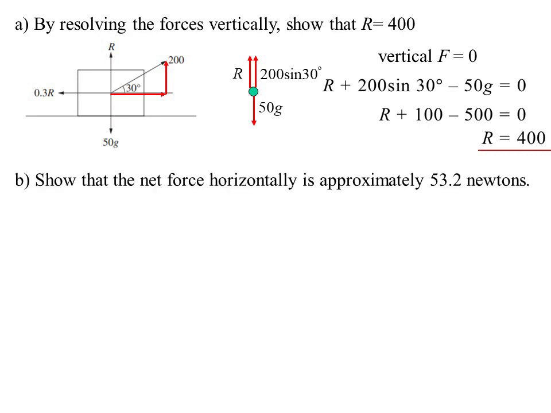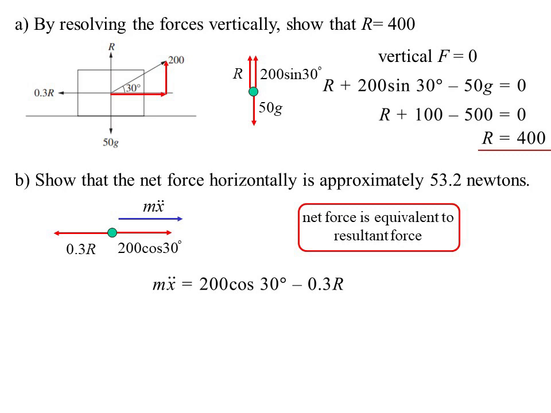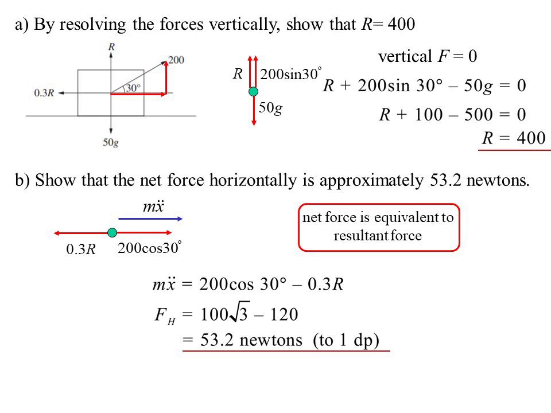Now they want us to look at the horizontal forces and show that horizontally it's basically 53.2 newtons. Now we shall draw the horizontal forces. So the resultant force, by the way, I've put it in blue, a different colour. You don't actually draw the resultant force on your force diagram. It's not a force. It's the result of all the other forces. 200 cos 30 going to the right, 0.3 R going to the left. So the resultant force is 200 cos 30 minus 0.3 R. They've used the term net force. Net force, resultant force, essentially the same thing. Yeah, that works out to be 53.2.